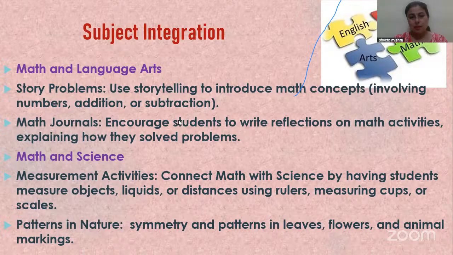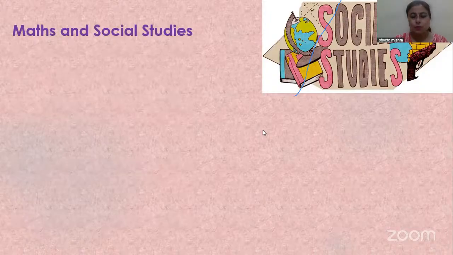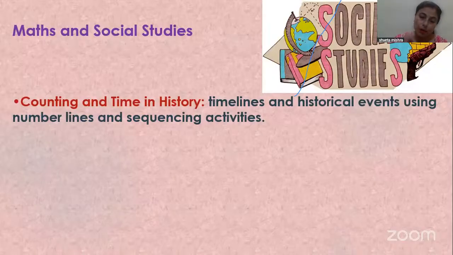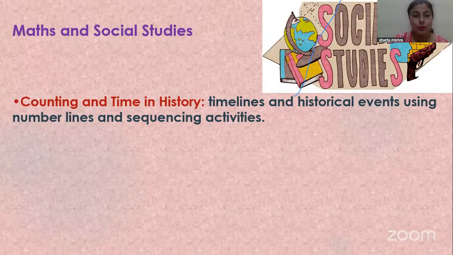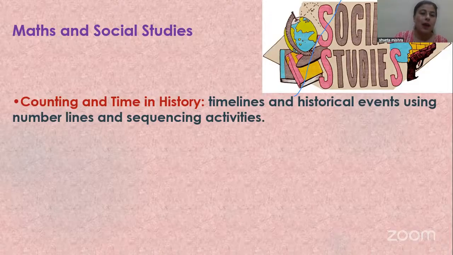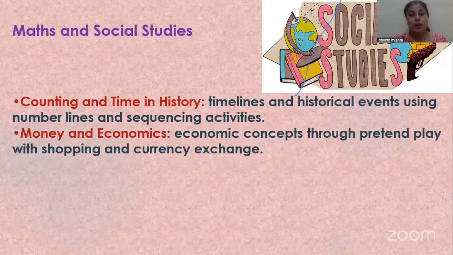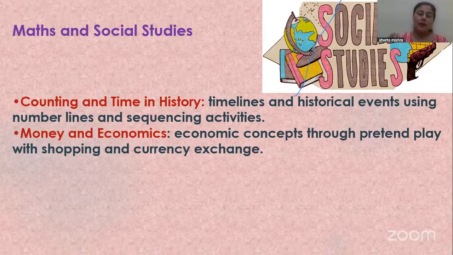Then let us see something else. Social studies. Maths and social studies can be related as counting and time in history, like counting the historical events and making a timeline of those things, sequencing them and letting them visualize the timeline of history. Then money and economics. Definitely economic concepts can be taught through pretend play like shopping, currency exchange. There are so many options which we can do.